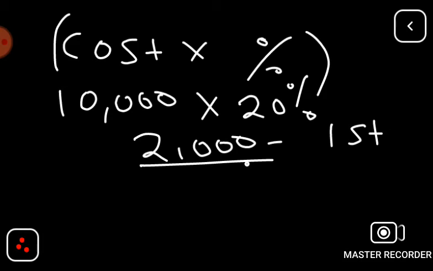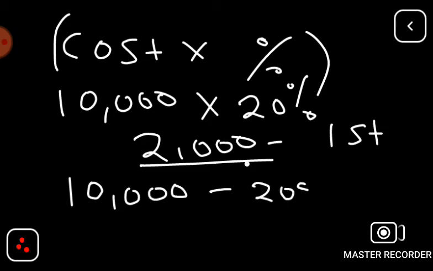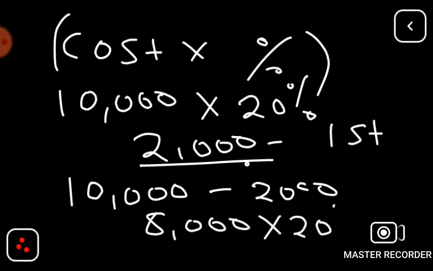What will be your depreciation for the next year? First you're going to have your cost, this is second year, minus 2,000. You're going to get your 8,000, then multiply it by 20%. So what do you have there when you multiply 20% times 8,000? You're going to have your 1,600. So this is your depreciation for the second year.